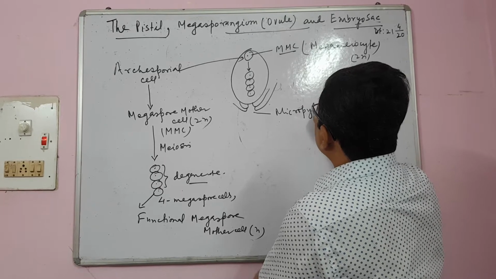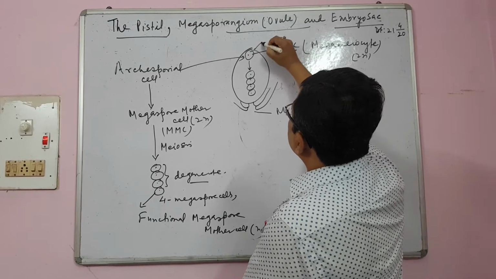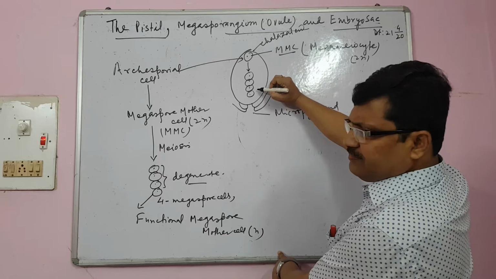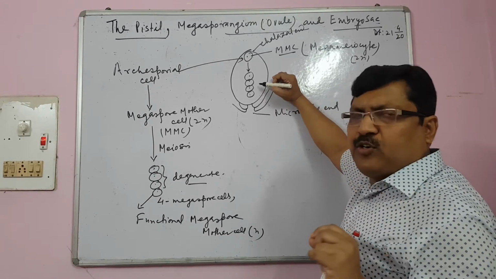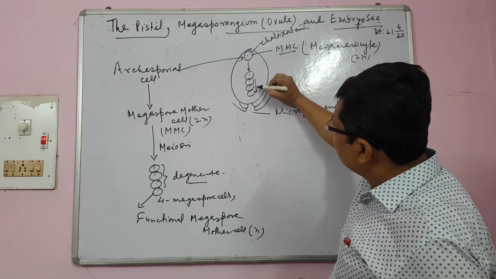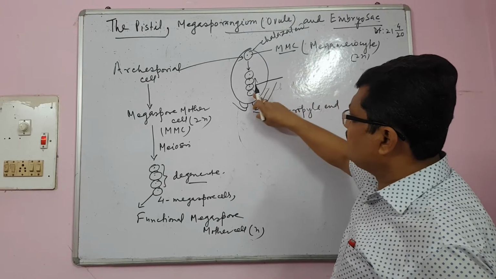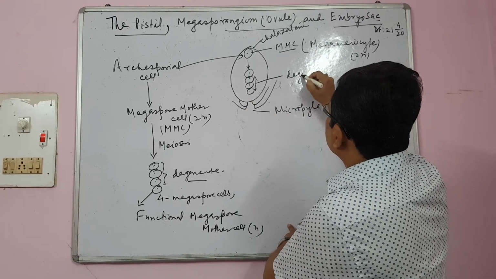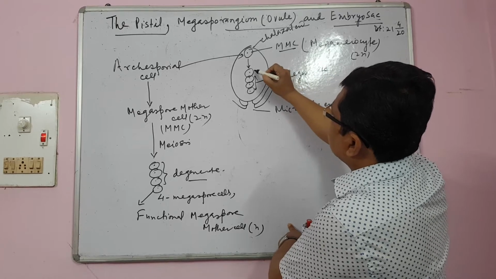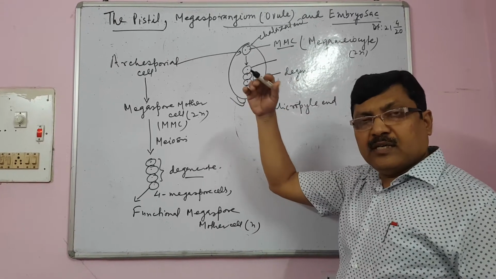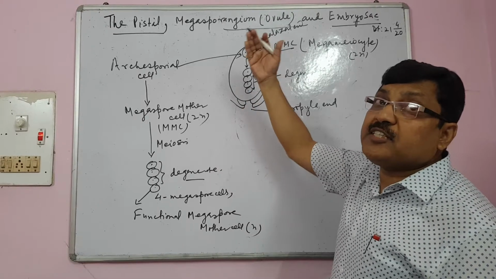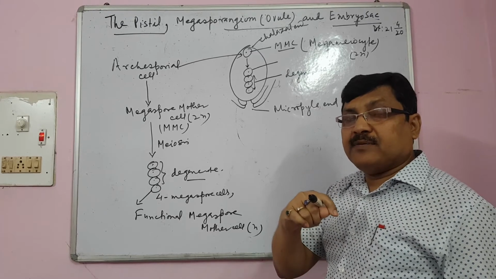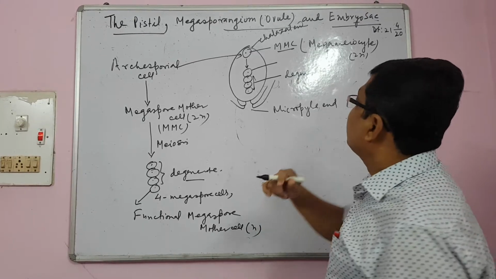This is the micropyle end, and this one is the chalazal end. Three will degenerate. The common phenomenon is that three, just behind the micropyle end, will degenerate. And this means the functional megaspore is projected towards the chalazal end. This type of development is called polygonum type of development.